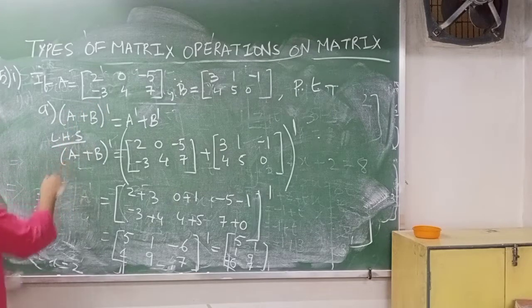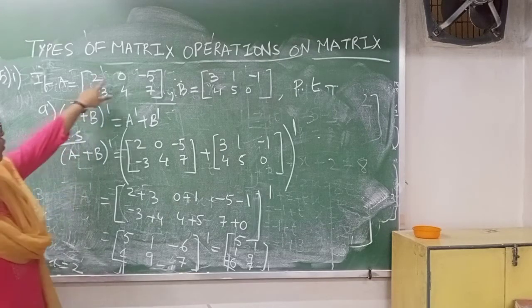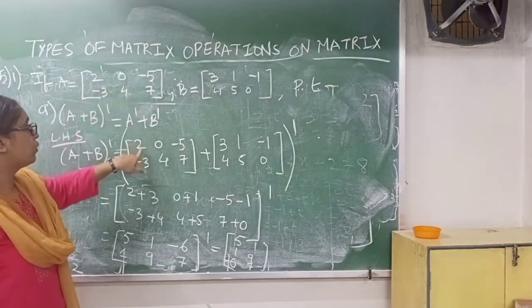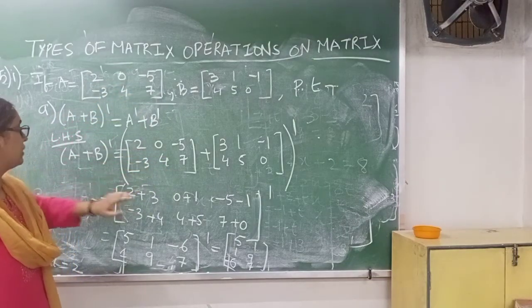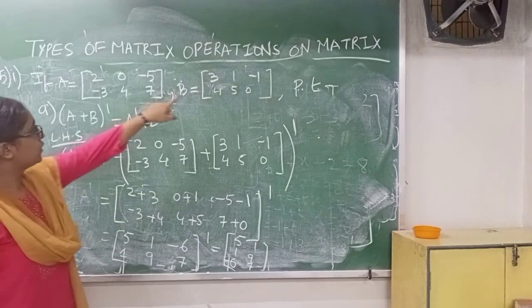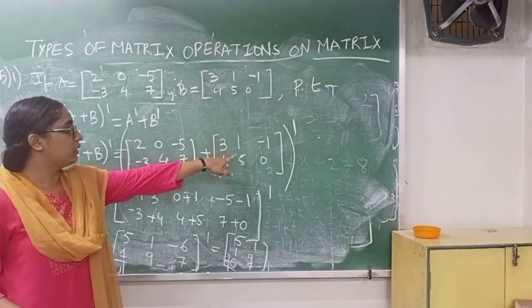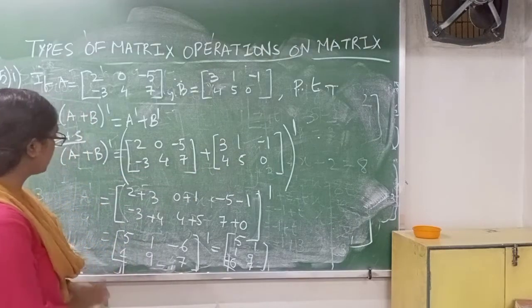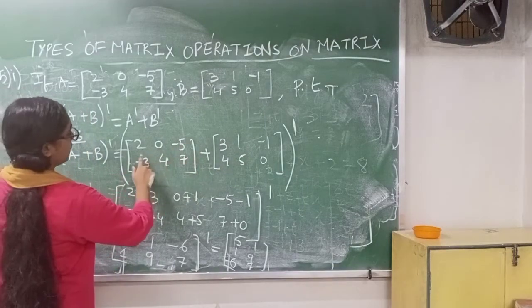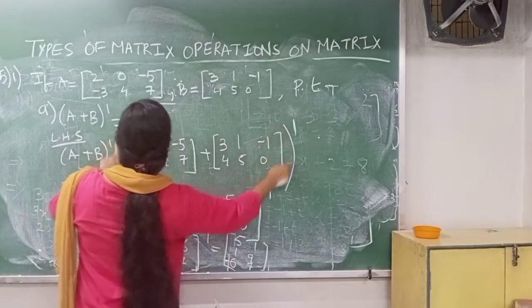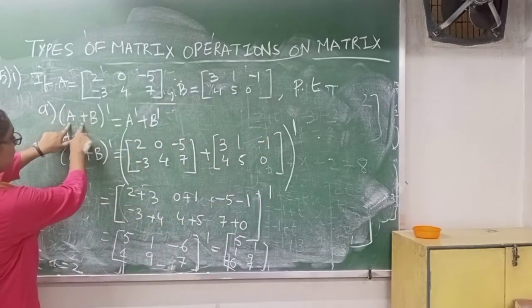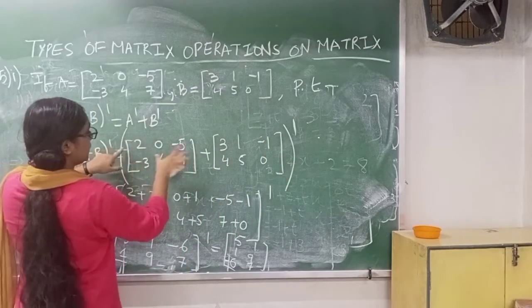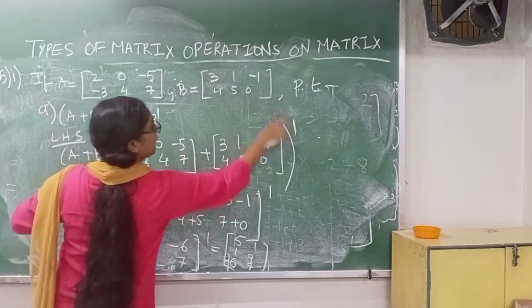So what is the matrix for A? A is 2 0 minus 5, minus 3 4 7. I have written B as 3 1 minus 1, 4 5 0. Now can you see this? We have to add this first, and then give the full transpose, because it is (A plus B) full transpose. So first I am writing A then B, and then I am giving the full transpose.